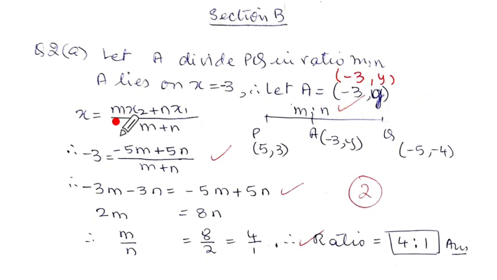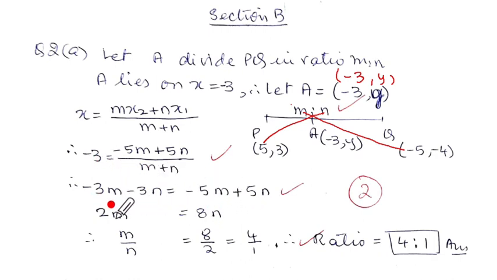Then we use the section formula for x: (mx2 plus nx1) upon (m plus n). So we have drawn the diagram. This is the ratio m and n. This becomes our x1, y1. This becomes our x2, y2. So you will have this into this multiplied, so that is -5m, and this into this multiplied, so that is plus 5n. Upon m plus n, we keep as it is. And here we substitute -3 and cross multiply.